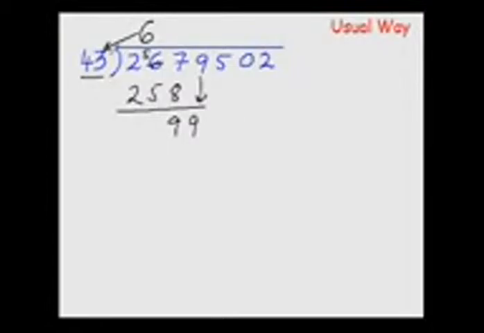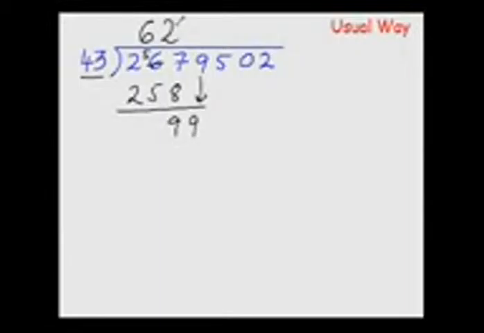Now once again the same story. 43 will go into 99 how many times? So either you can straight away say 2 times, or you can once again hide this digit and this digit here. So 4 twos go into 9. So I'll put 2 there.